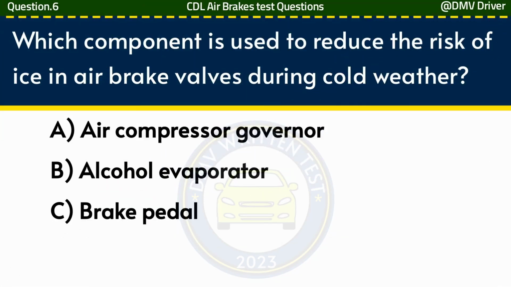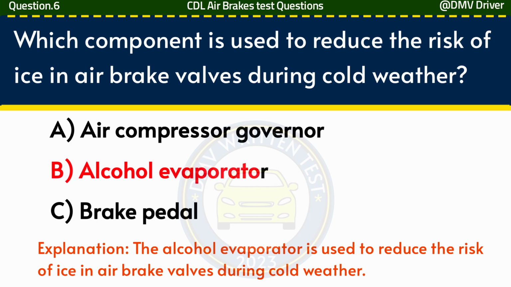Question 6. Which component is used to reduce the risk of ice in air brake valves during cold weather? A. Air compressor governor. B. Alcohol evaporator. C. Brake pedal. The correct answer is option B. The alcohol evaporator is used to reduce the risk of ice in air brake valves during cold weather.